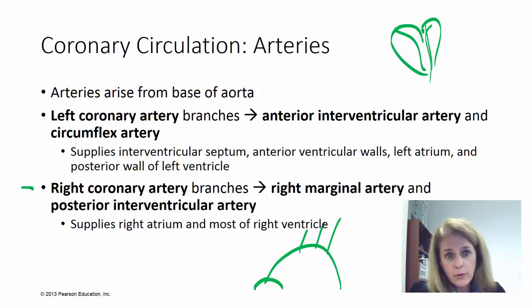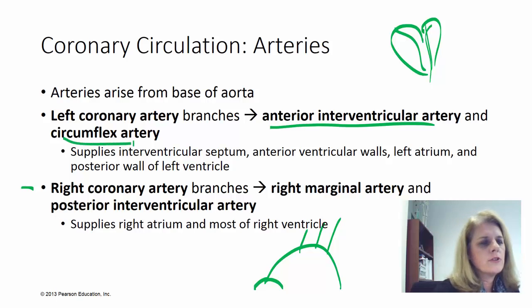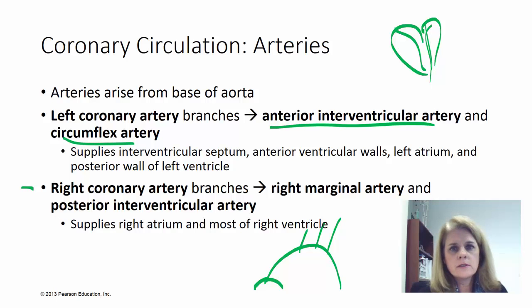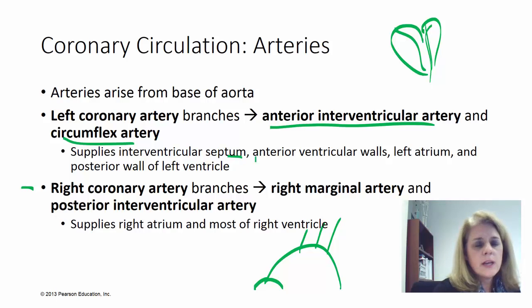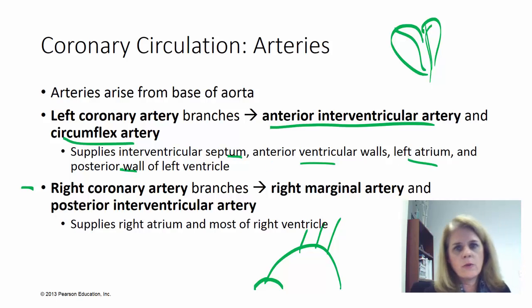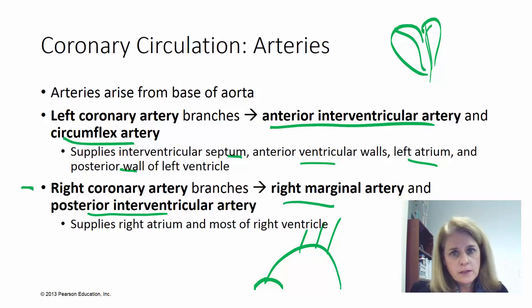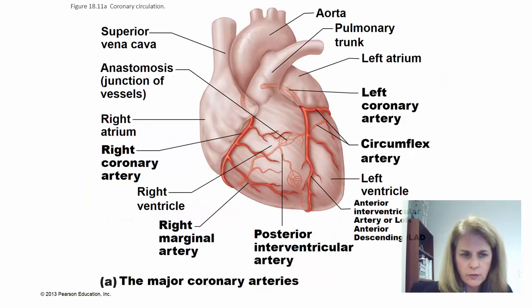The left coronary artery branches and becomes the anterior interventricular artery, and then the other branch becomes the circumflex artery. And these are going to supply the left side of the heart. So it's going to supply the interventricular septum, the anterior ventricular walls, the left atrium, and the posterior wall of the ventricle. There's going to be little collateral arteries coming off of that to feed the entire left side of the heart. On the right side, you have the right coronary artery, and it has an offshoot called the right marginal artery and the posterior interventricular artery. And this is going to supply the right side, the right atrium, and the right ventricle.